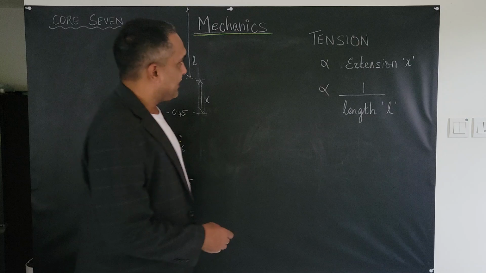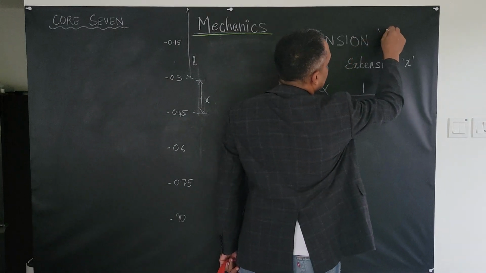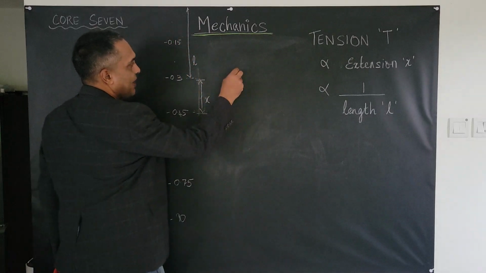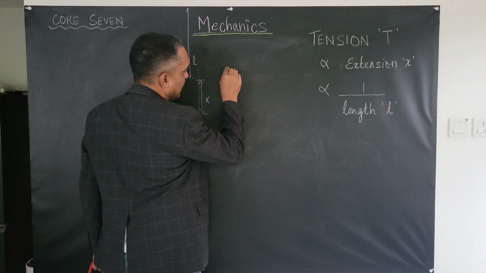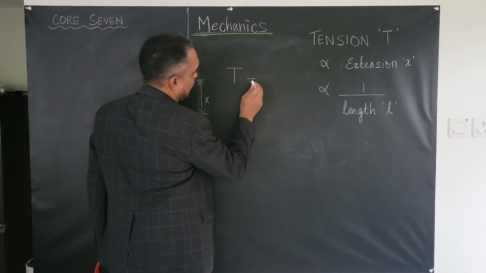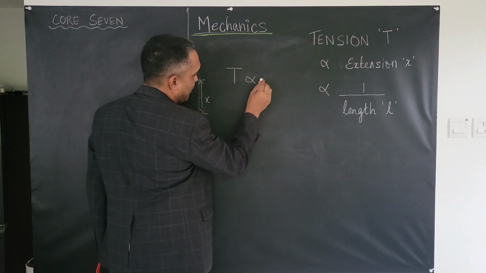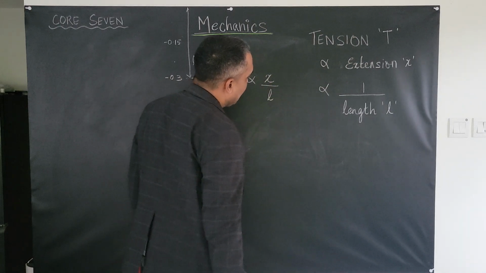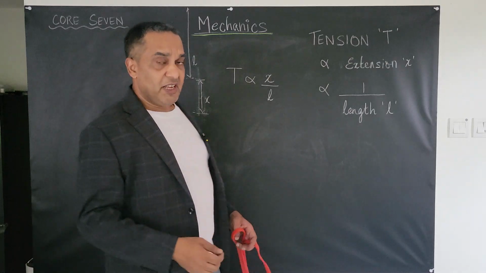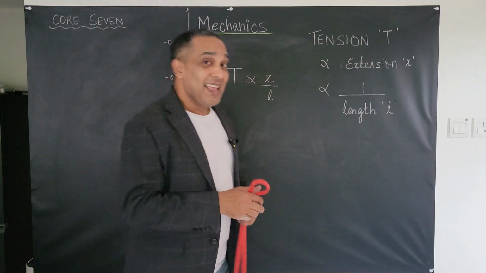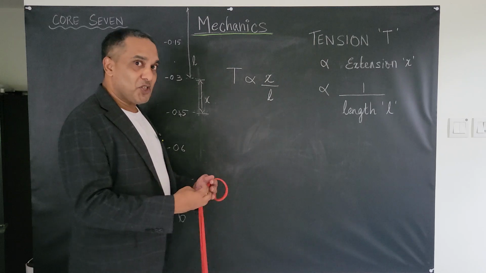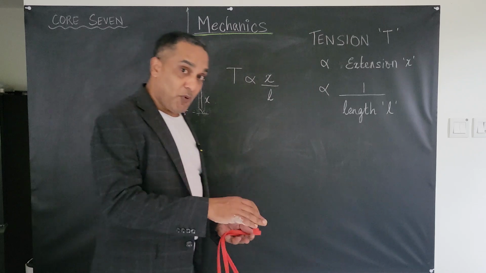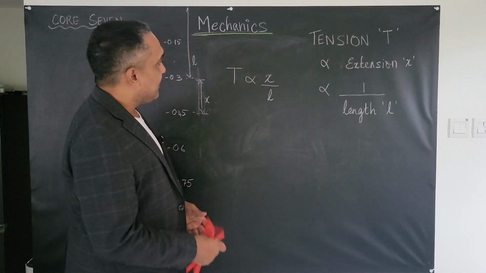So if I wrote this, I'm going to use the term T, my equation would be T is maybe not equal to, I'll first write the proportionality of X divided by L. And if you think about it, intuitively, it makes sense. This represents the ratio or the amount by which an elastic string is extended or a spring is compressed.